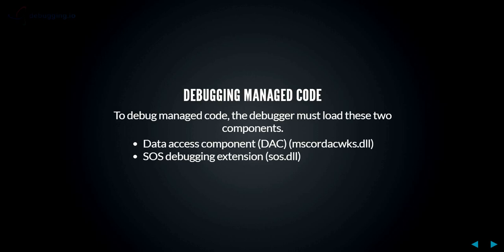To debug managed code, you can debug it on a machine where you don't even have the runtime framework installed. All you need is mscordacwks.dll and SOS.dll, the debugger extension. The mscordacwks is provided by Microsoft, comes with the runtime framework, and is used for debugging purposes, where it can analyze the objects inside the runtime and give us more information.